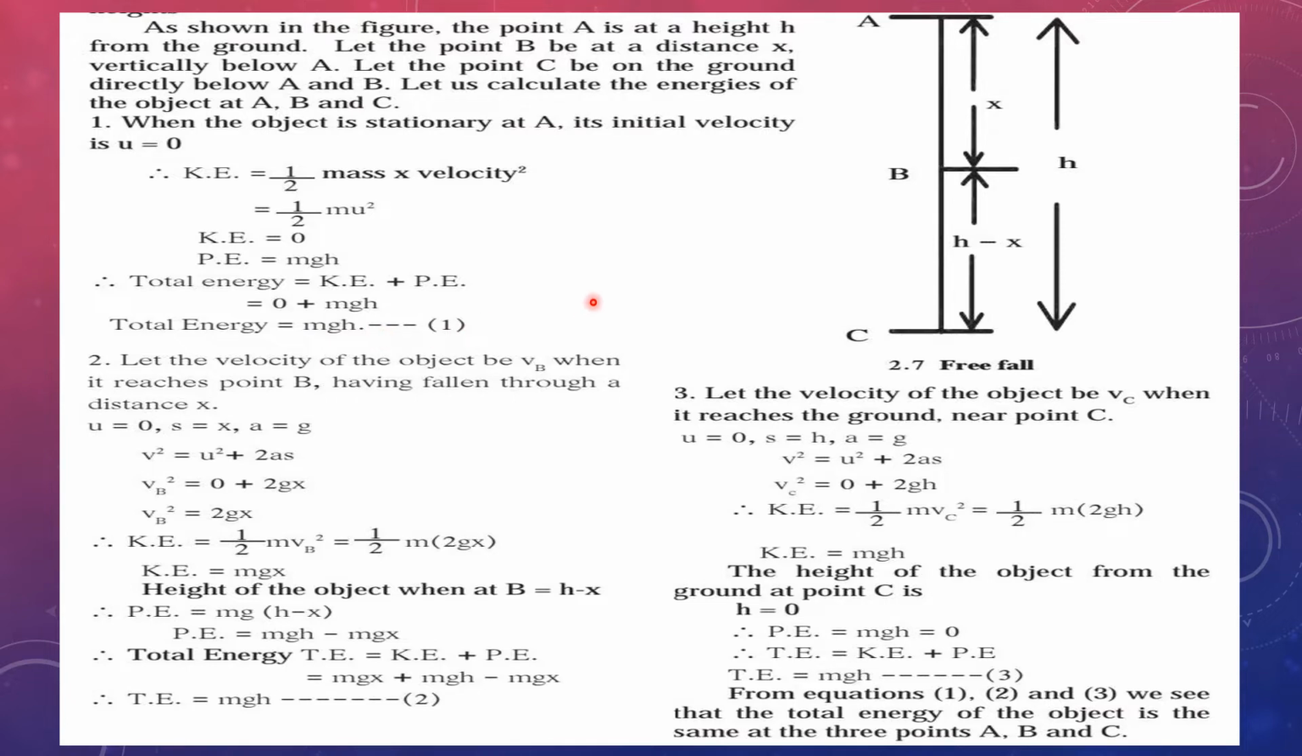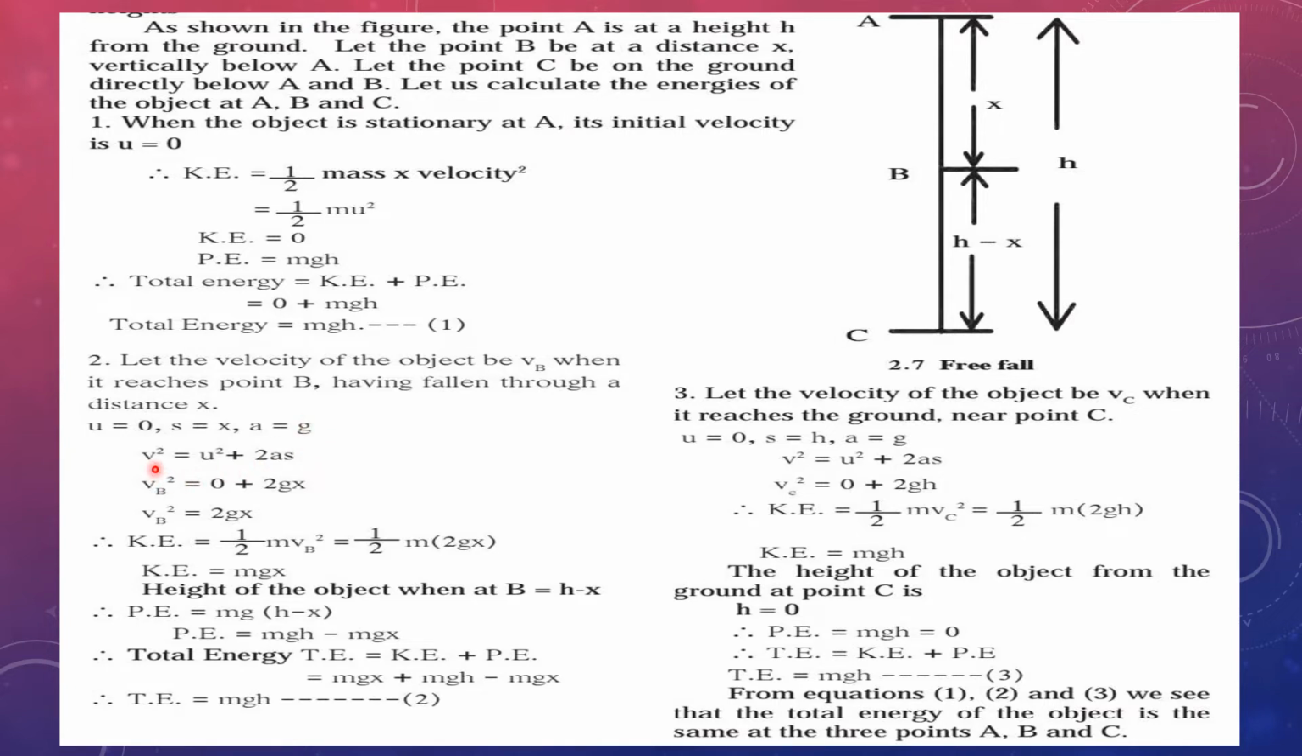Now for calculating the energy of the object at point B, let us take the distance covered by the object as x. Okay. Now, while falling, its initial velocity is 0, that is u is equal to 0. The distance covered is equal to x and the object is falling due to the gravitational force. So, here we take the acceleration equal to gravitational acceleration, that is g.